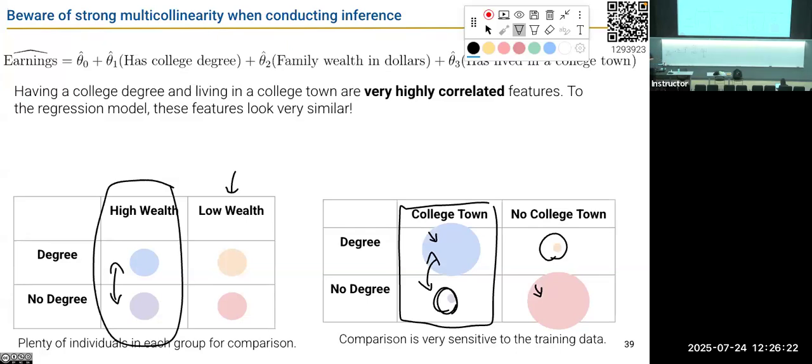So this phenomenon is called multicollinearity, or just collinearity. This is when you input very highly correlated features into your model. So here, the values for having a college degree and having lived in a college town are probably going to look very similar. If you have a 1 in the college degree column, you're probably going to have a 1 in the college town column, and vice versa. If you have a 0 in the college degree column, you should probably have a 0 in the college town column. So why does that cause a problem?